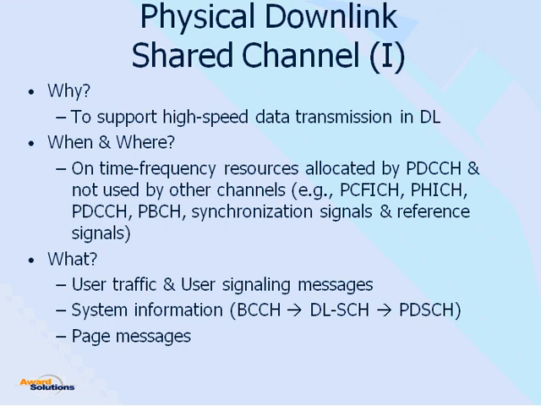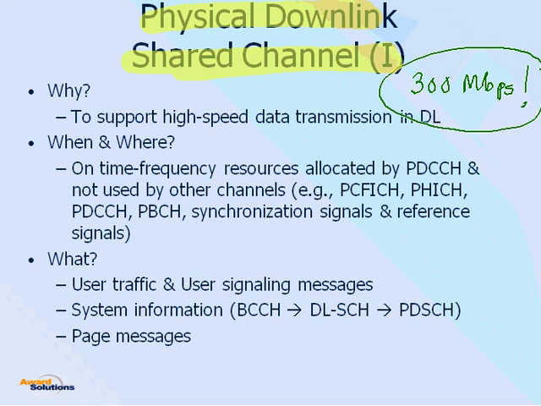Okay, what do we have now? Physical downlink shared channel. This is your big pipe, as big as 300 megabits per second. Right? That is the highest data rate supported in the downlink of an LTE system.